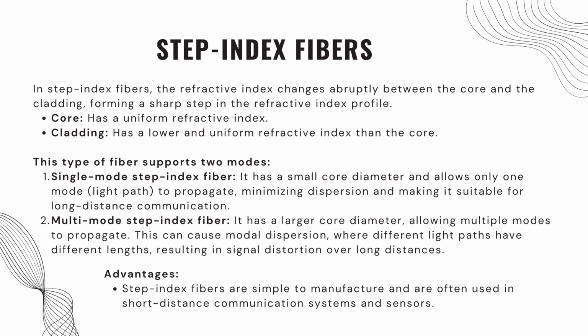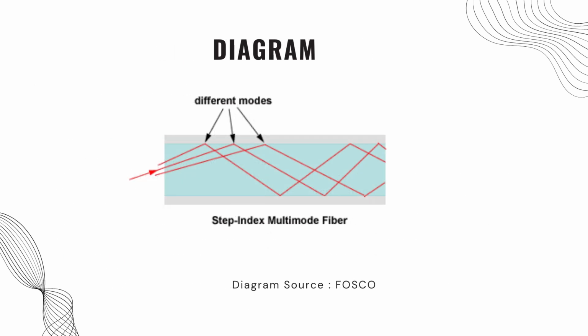Step index fibers are simple to manufacture and are often used in short-distance communication systems and sensors. A step index fiber diagram shows a sharp boundary between the core and cladding, with light rays reflecting off the boundary through total internal reflection.